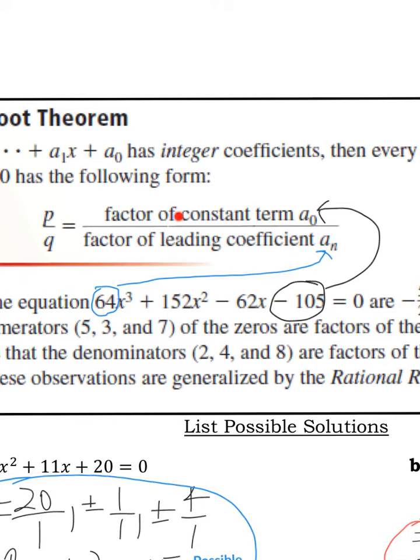So this is the formula. You're going to take the factors of the constant term, that's the last number, without any letters by it. Factor the leading coefficient, that's the coefficient by the letter with the highest power. And then you just divide. So you have to list all the factors of each number.